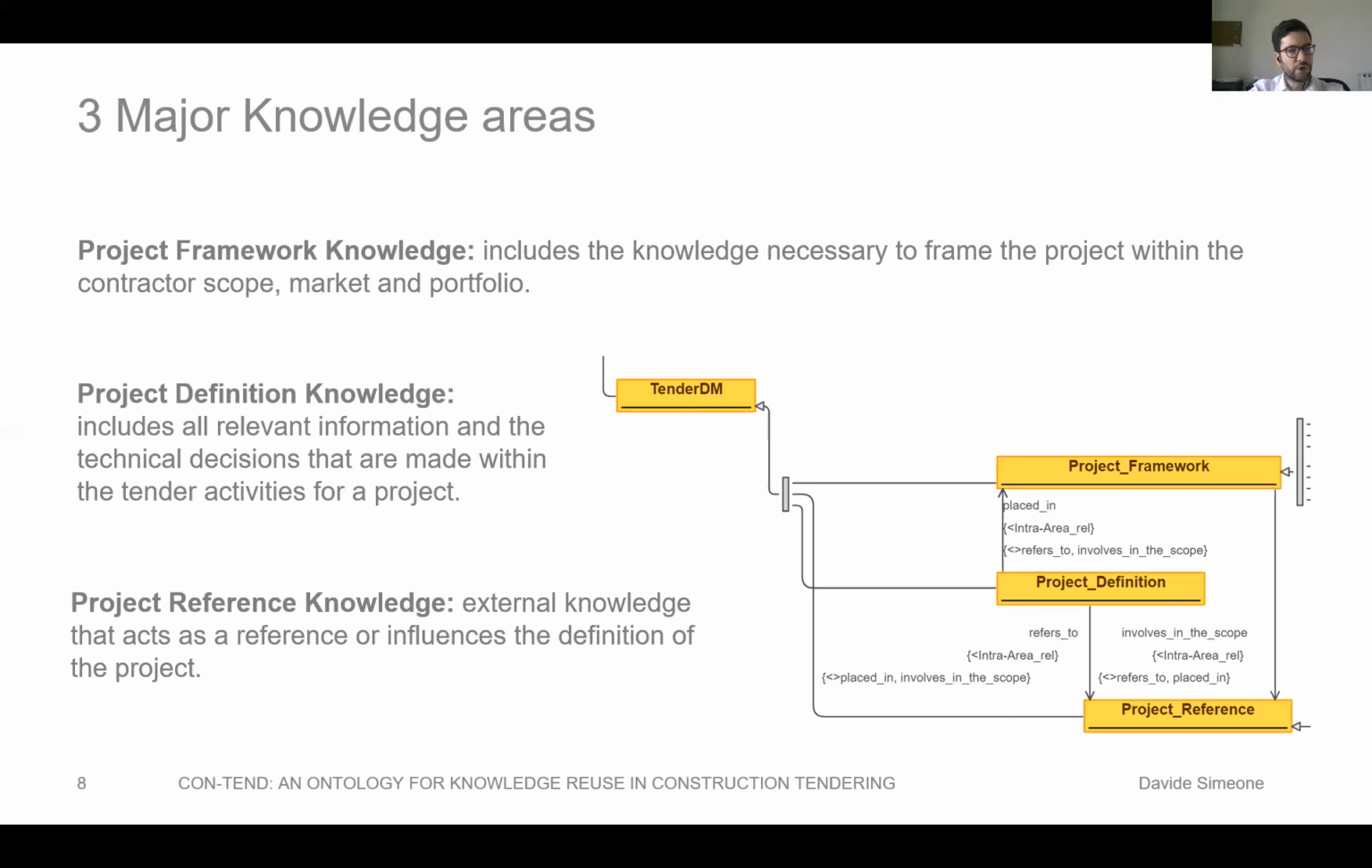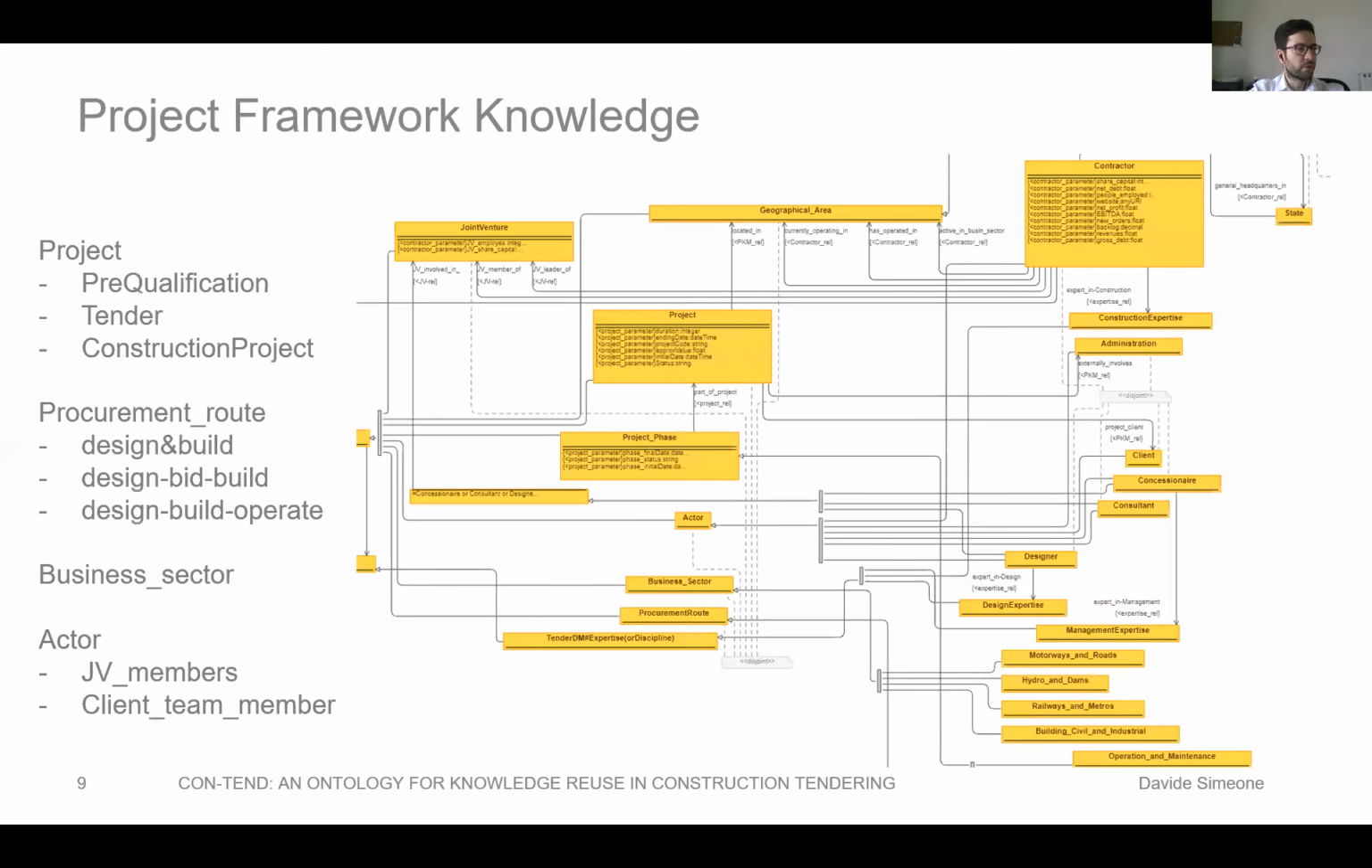Then we have the definition knowledge. So all the knowledge that describes the project in terms of, for instance, parts, components, requirements, issues, and so on. And then there is the reference knowledge, this body of knowledge that we are developing that is actually external to the project, but it influences, and in some cases motivates, some of the decisions made during the construction tendering. This is just an example of the project framework knowledge to see how things start to be very complex very easily. And in this case, we developed a simplified ontology whose aim is not to cover everything, but to cover just the things that are essential for a general contractor.